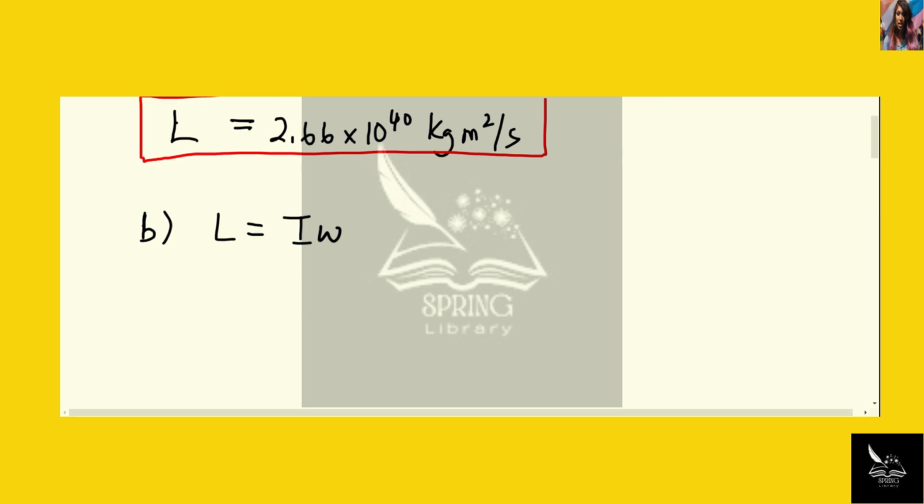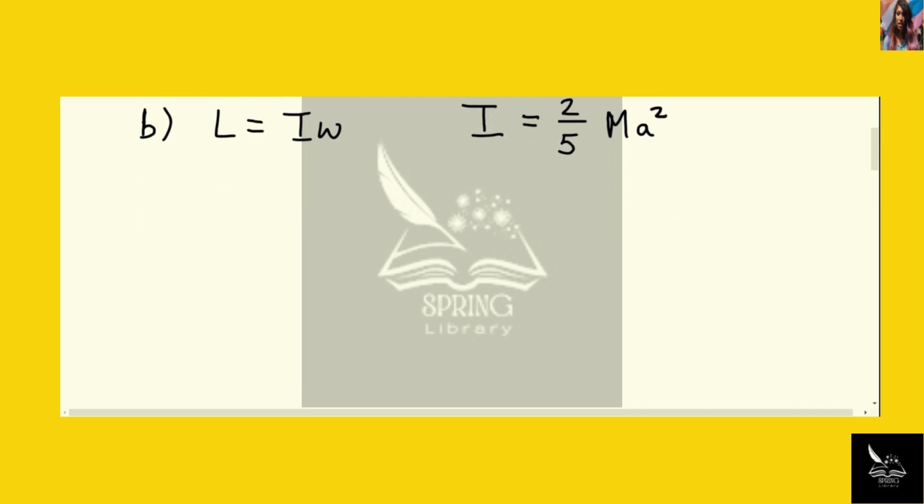To calculate the angular momentum for an extended shape, we have to use I times omega. I is what we call the moment of inertia. It's basically an object's resistance to rotation, kind of like mass is an object's resistance to movement. For different shapes, there are different formulas for the moment of inertia. For a sphere, such as the Earth, it's 2/5 m a squared, a being the radius of the sphere.